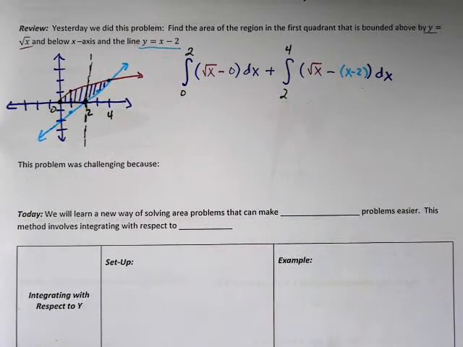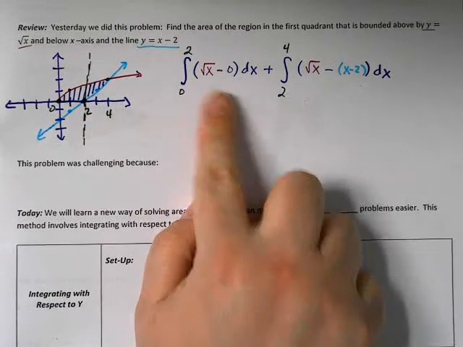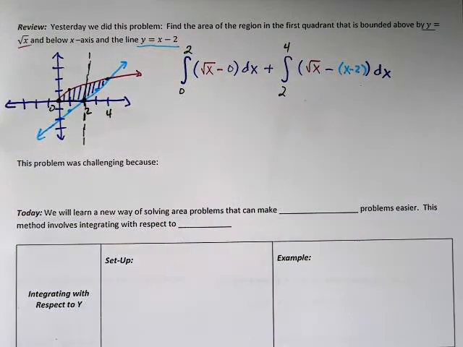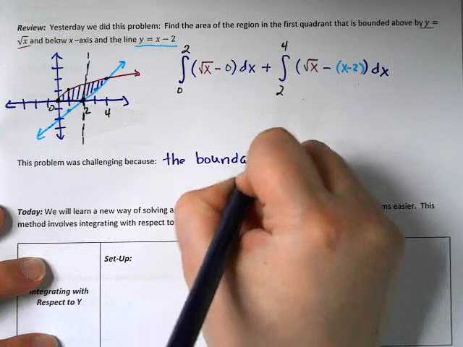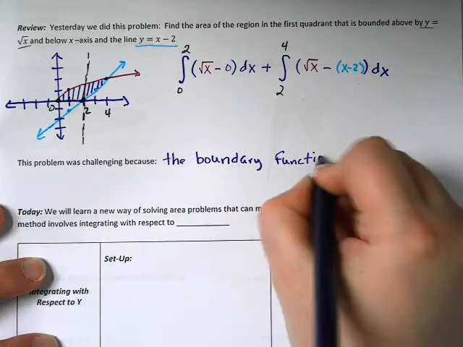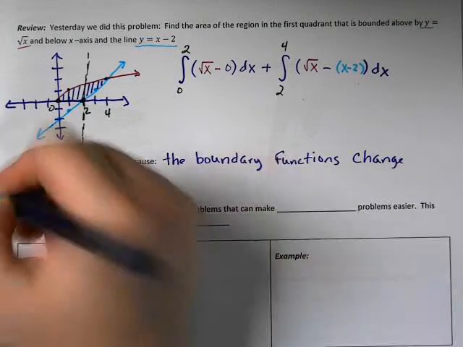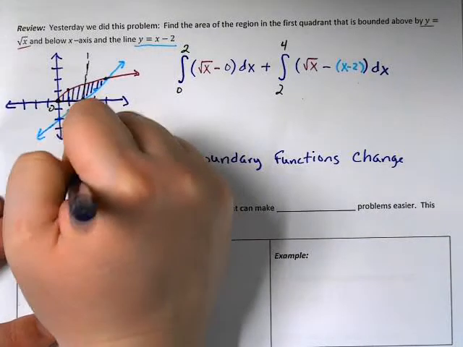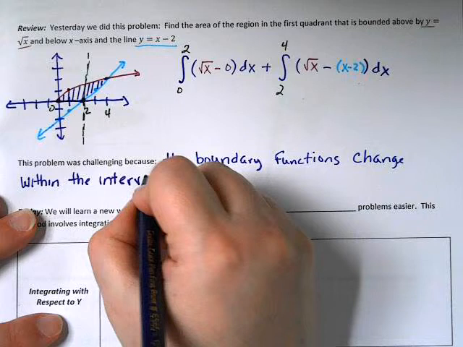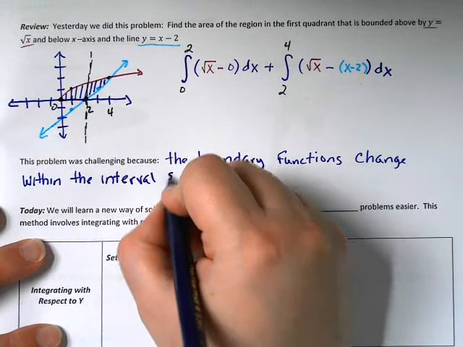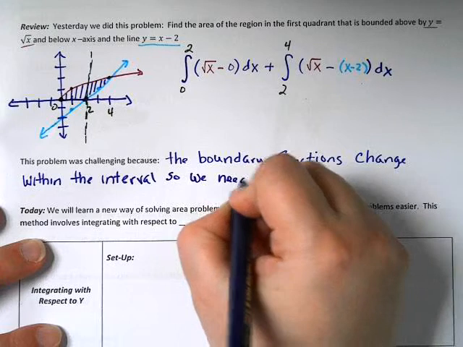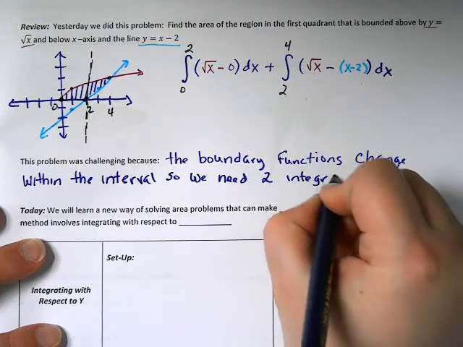So when we did this yesterday, we had to do those two separate integrals, and so this was really a challenging problem without a calculator because of that. If we have to do these antiderivatives without calculators, there's a lot kind of going on there. And so really, the reason that this is a challenge is because the boundary functions change within the interval. So in other words, what the top and bottom functions are change throughout the whole interval. And so we need two integrals. Which can be kind of a pain.